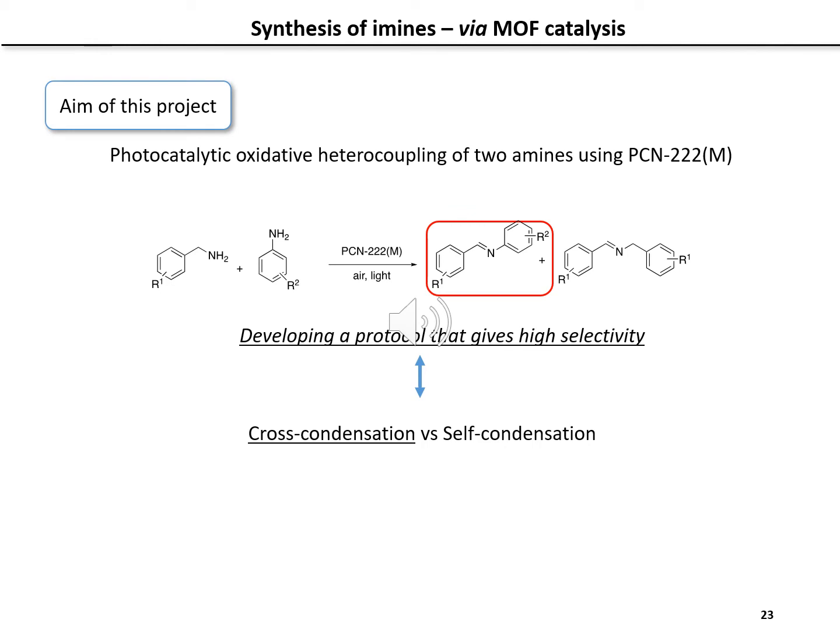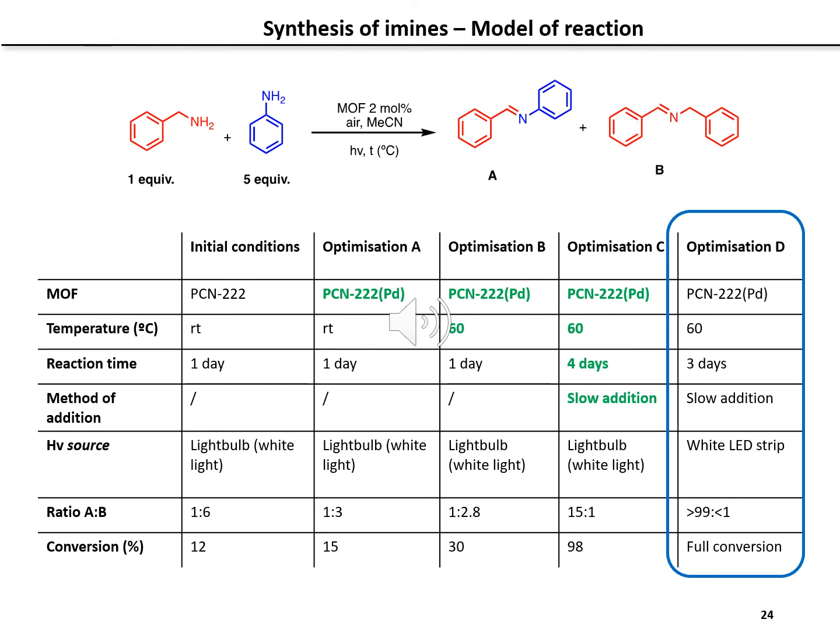So the aim of this project is to use the MOF PCN-222 as a catalyst for the photocatalytic oxidative coupling of amines. But in our case, we try to develop a protocol that gives high selectivity for the product of cross-condensation and not self-condensation. In this project, we chose as a model reaction benzylamine and aniline, providing two products: cross-condensation A or self-condensation B.